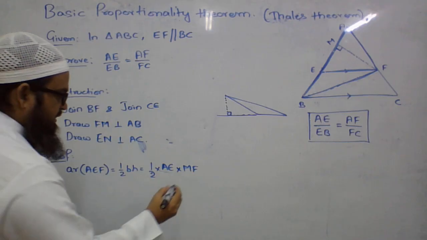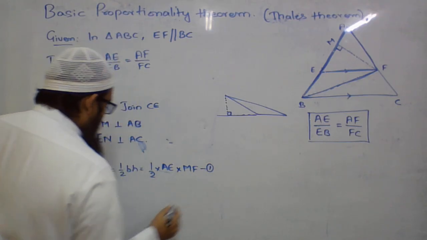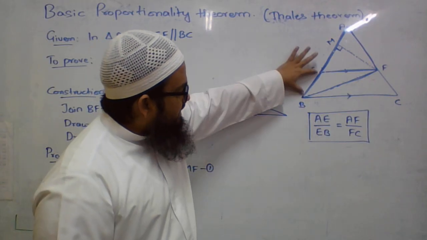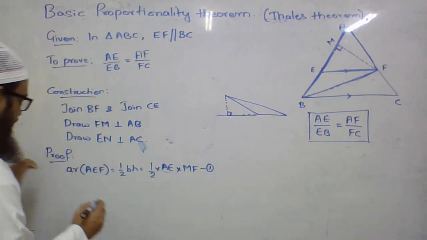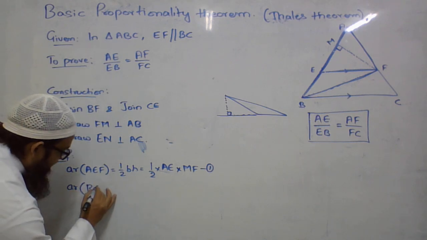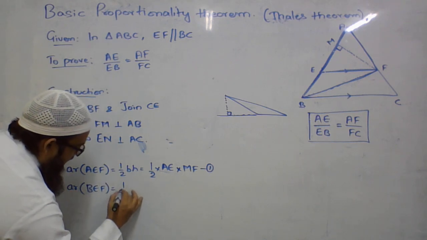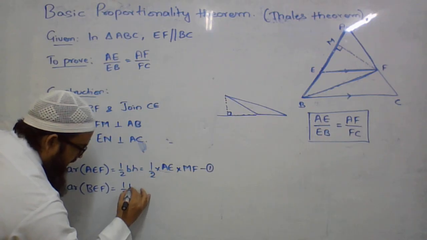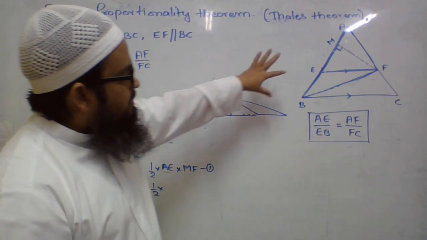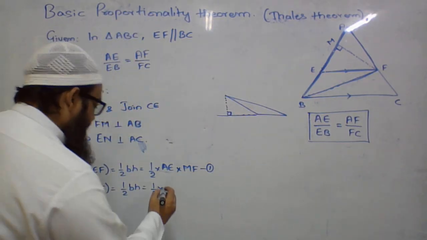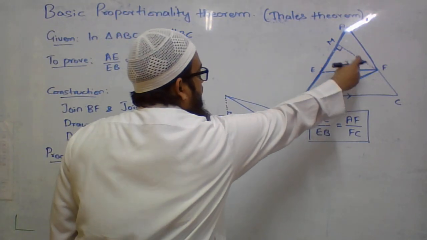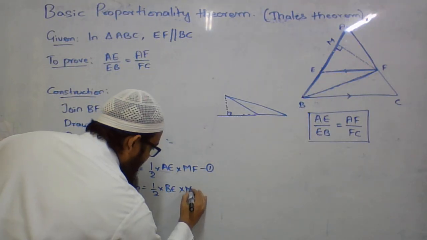Okay, so let us take this as the first equation. Now, what do you need? EB. So let us take this obtuse angle triangle. So area of BEF is equal to half base into height, right? So that is equal to half into base B into the height of this obtuse angle triangle.